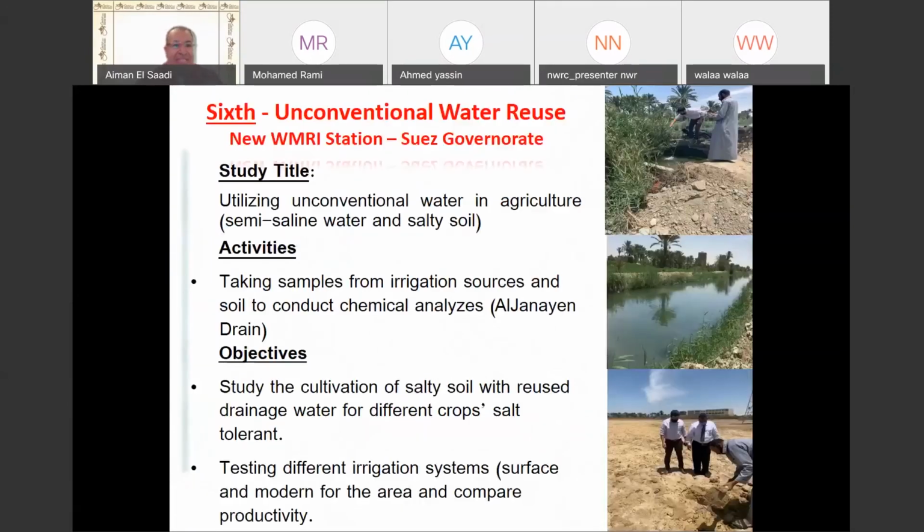The last initiative is that we are now using unconventional water. We have cooperation between the Ministry of Water Resources, represented by the NWRC, within the Suez Governorate, and they gave us a new area to test drainage water with the saline area given. At the moment we are doing it to reduce losing such massive amounts of water with high salinity, so it can be used later on.